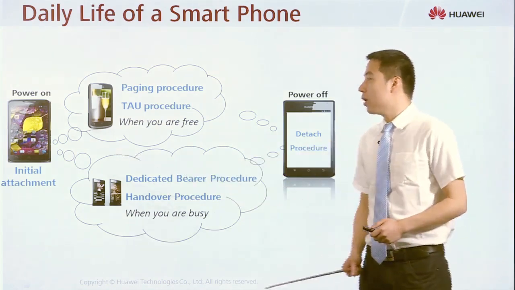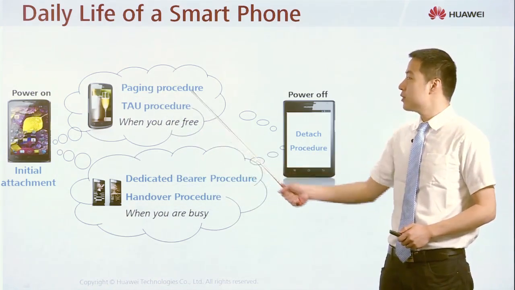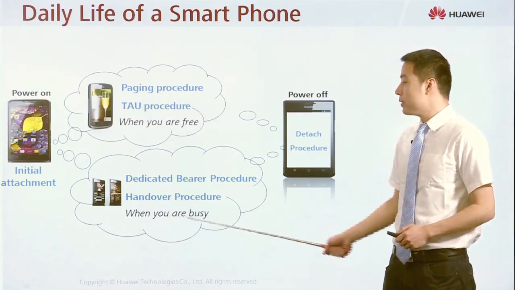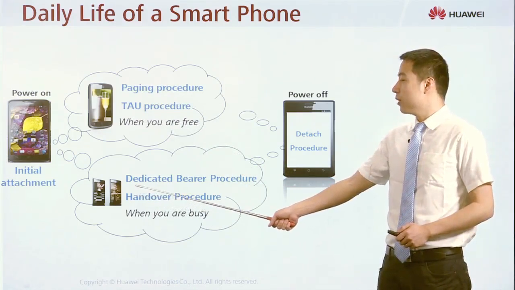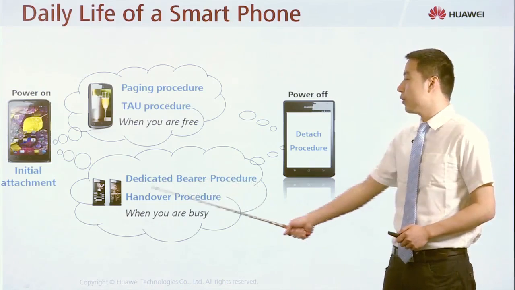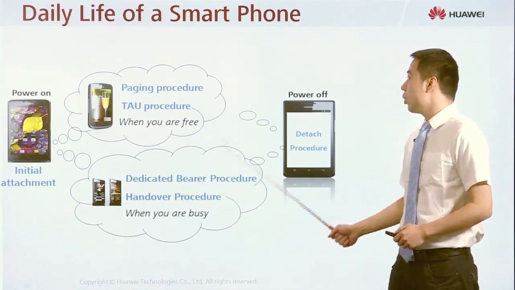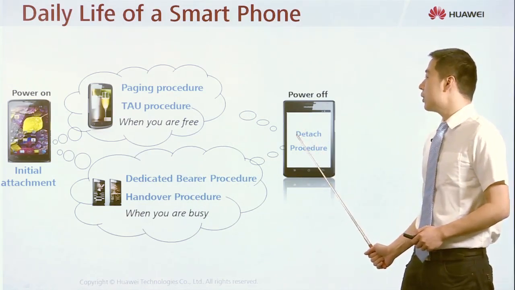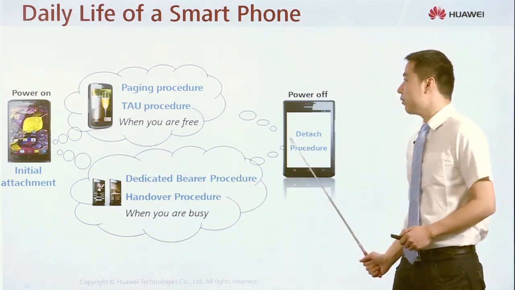After the UE powers on, when we are free, the UE will do the paging procedures and the TAU procedures. When we are busy, if we set up services by this cell phone, the cell phone will do the dedicated bearer procedures and also perform the handover procedures. After all of this, when we power off the UE or the cell phone, the UE will do the detach procedures.